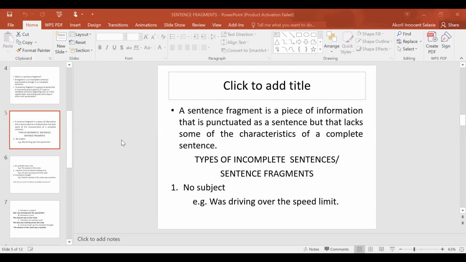So a sentence fragment is a piece of information that is punctuated as a sentence, but that lacks some of the characteristics of a complete sentence.